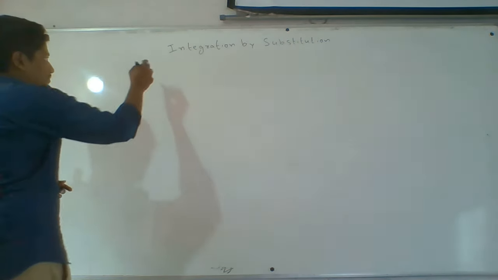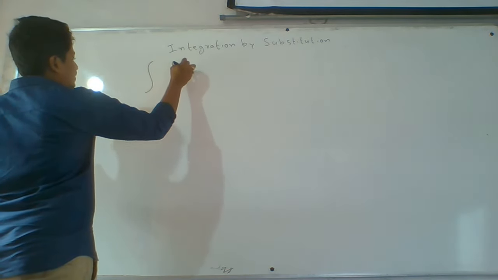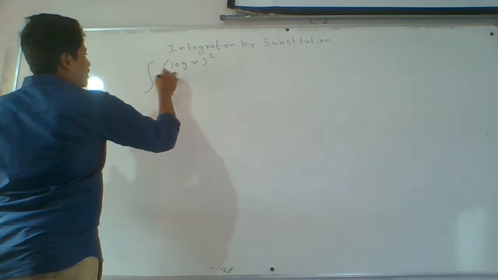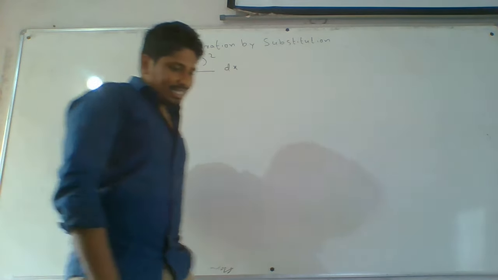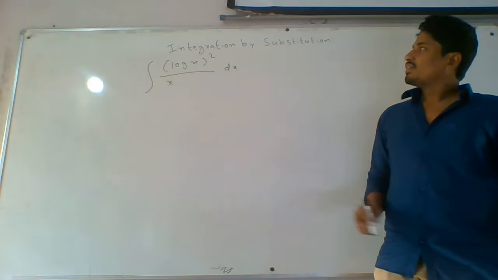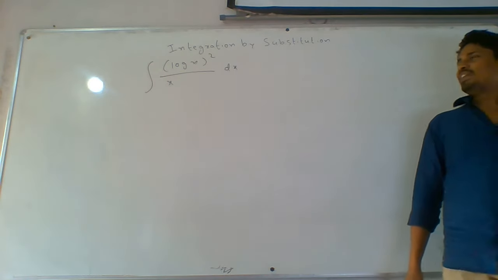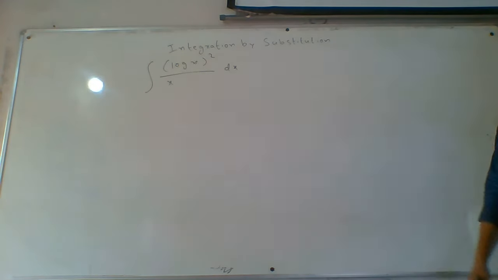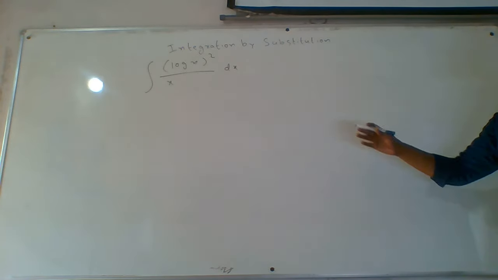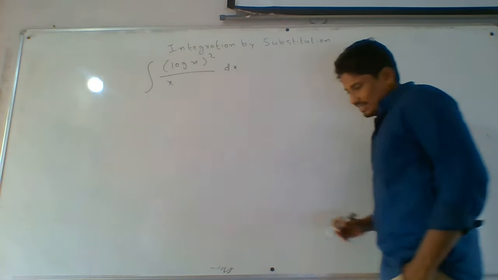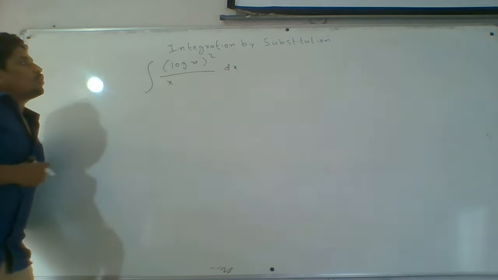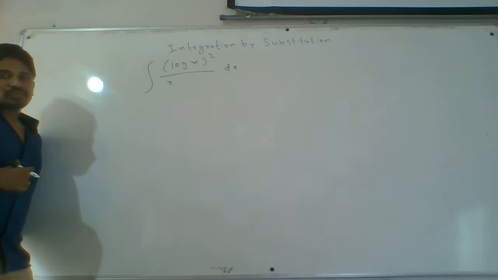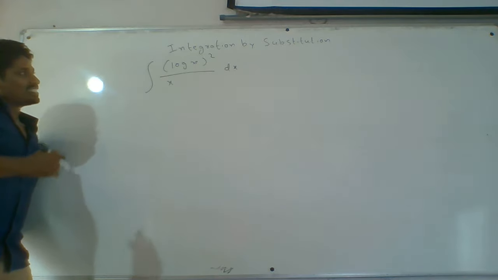See the next question. Integral of log x whole square by x dx. See here, is there any direct method to integrate? Is there any formula relating to this in yesterday's formula list? No, we cannot find. So we will consider something as t, and we will convert the total function in terms of t. Now what is the best thing to consider as t?